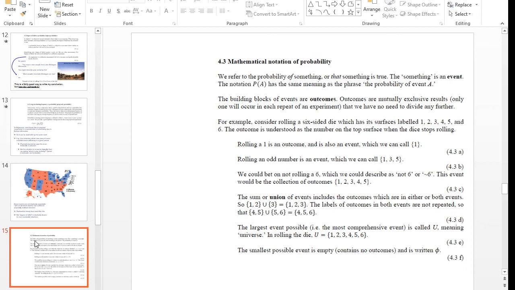So the building blocks of events are called outcomes in probability theory. Outcomes are mutually exclusive results, meaning only one will occur in each repeat of an experiment. Outcomes are also things that we have no need to divide any further. So, for example, consider rolling an imaginary six-sided die, which has labels 1 to 6. Everyone understands the outcome as the number on the top surface when the die stops rolling.